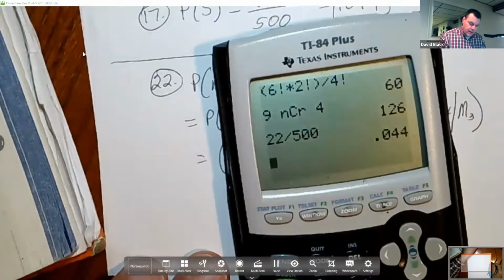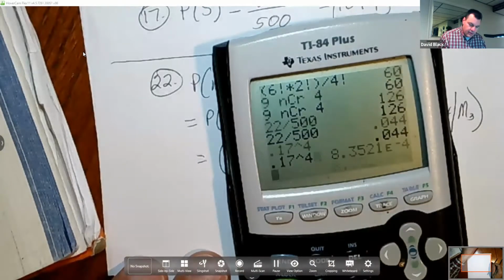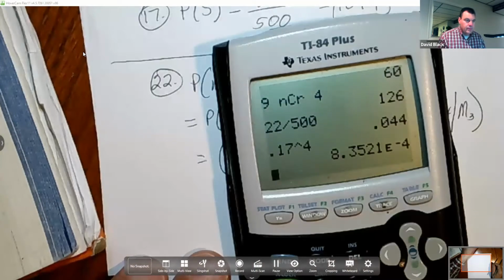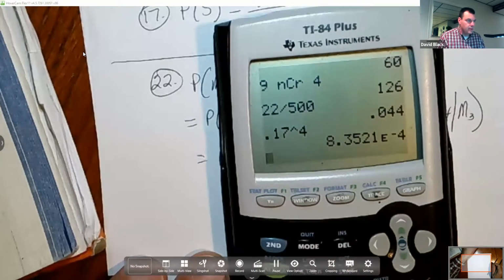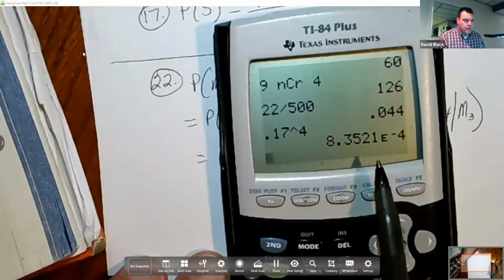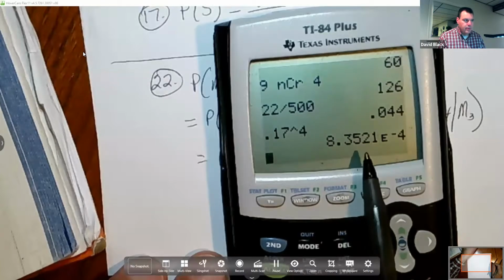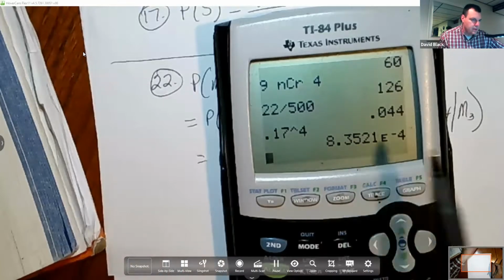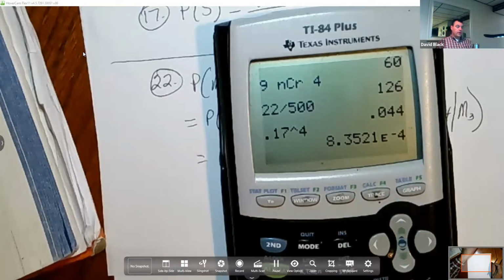So if we take 0.17 and raise it to the fourth power, I get this number. Now write down on your paper what you think this number is, and then I'm going to show you what I think it is, and let's see if we agree.